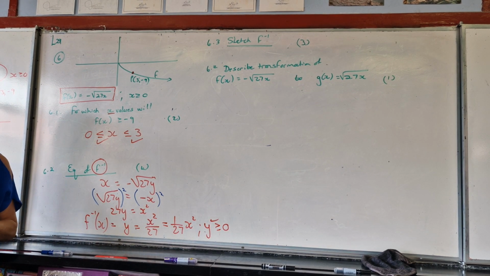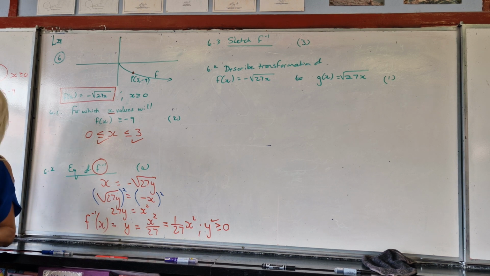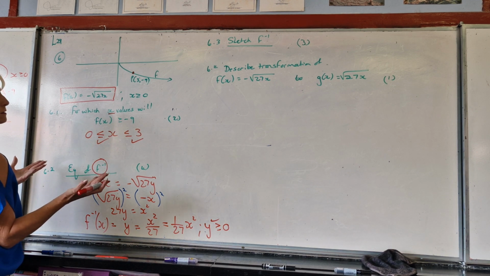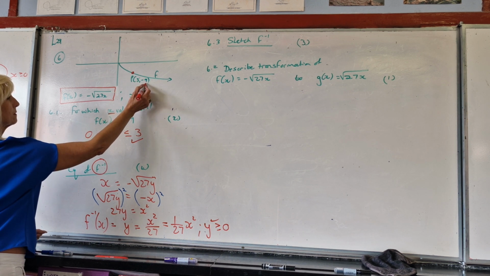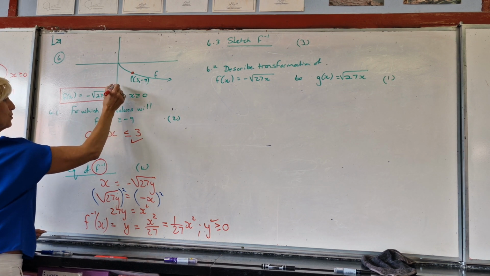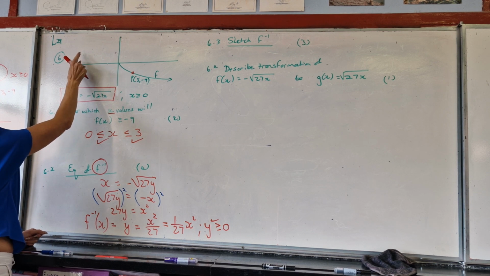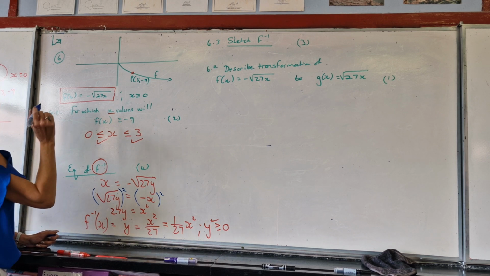Okay, now we've got to sketch it. Could we have sketched this without doing anything else? None of this done. Could we have sketched the inverse? Yeah. Because how do you sketch an inverse? Swap everything. So what have you got? P is 3, y is... So the new point P is minus 9 and 3. Where is that? Minus 9, 3.